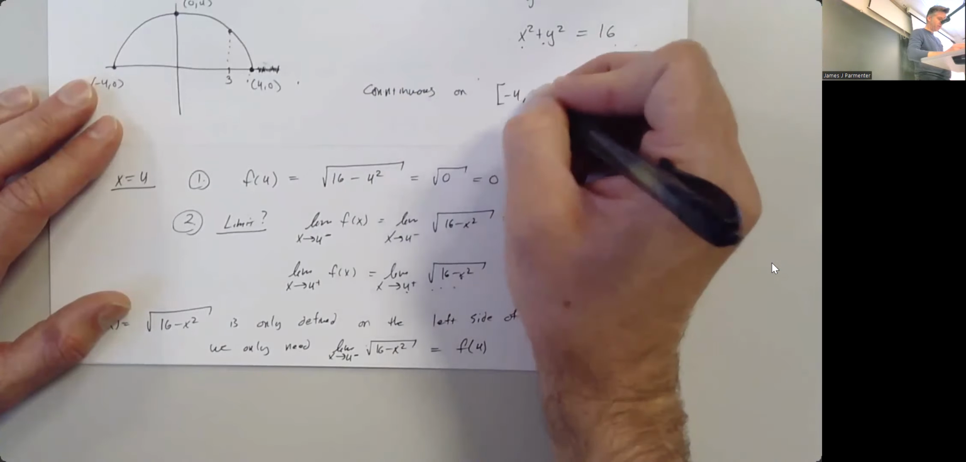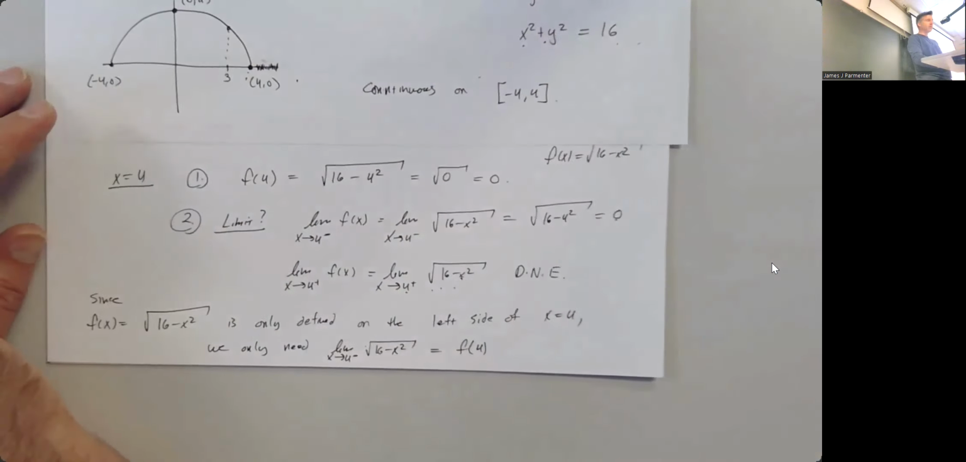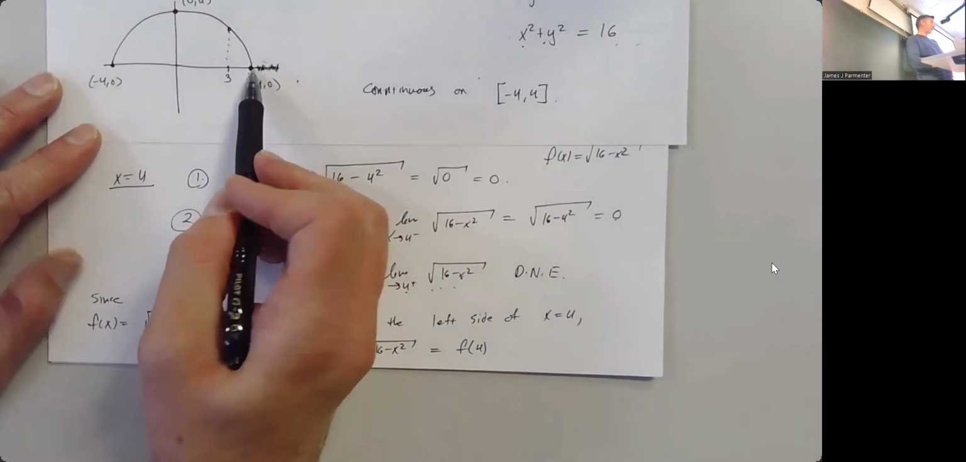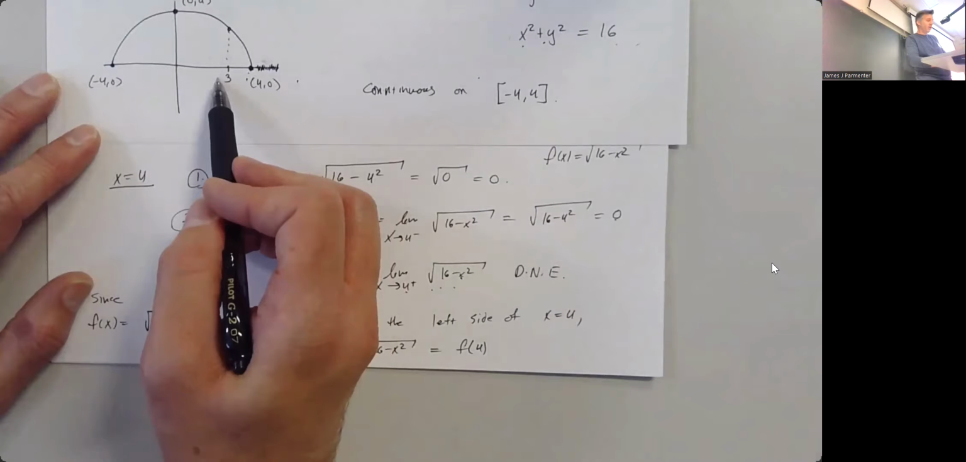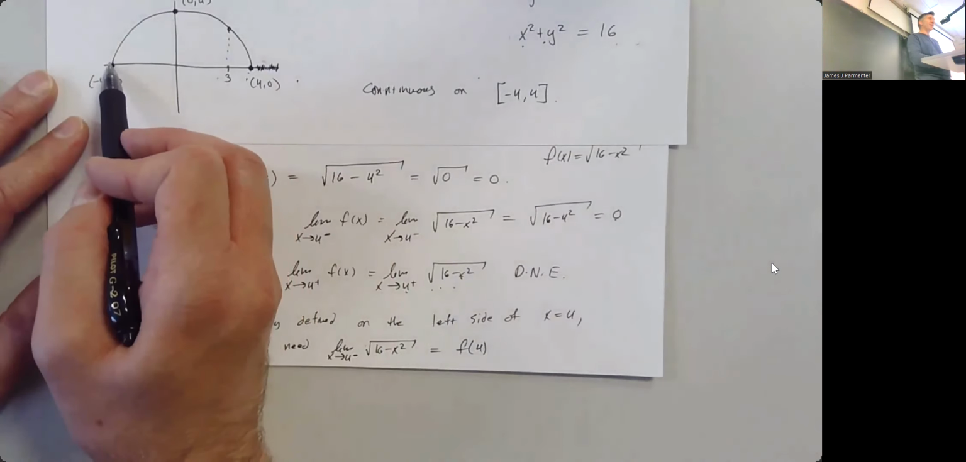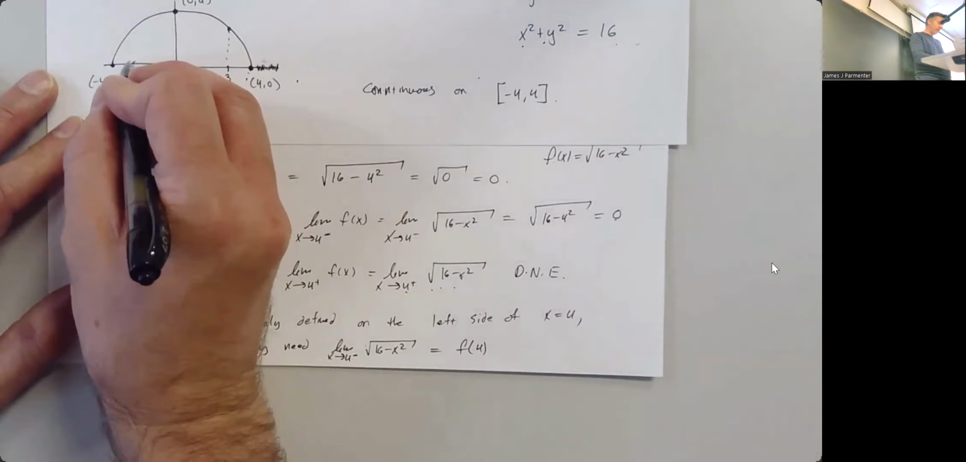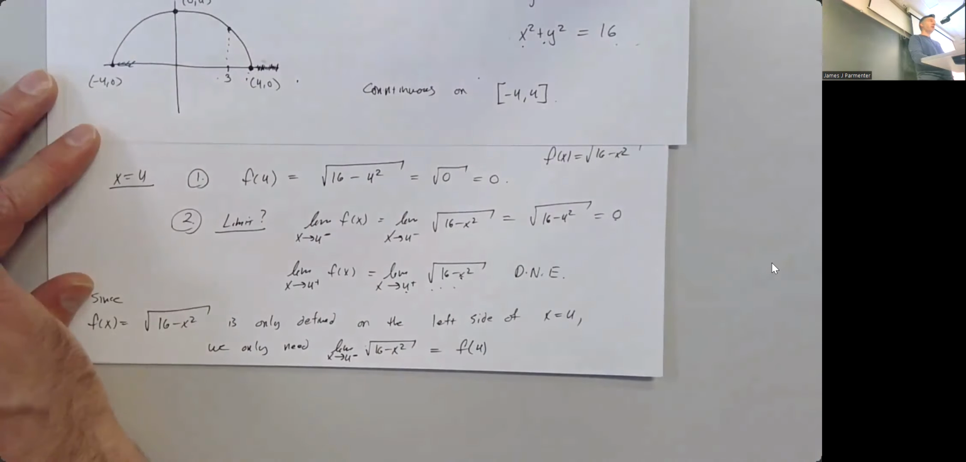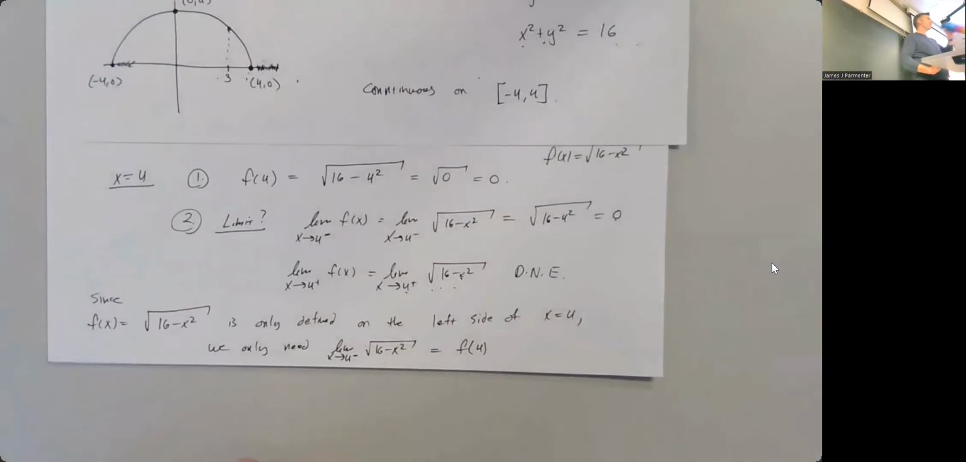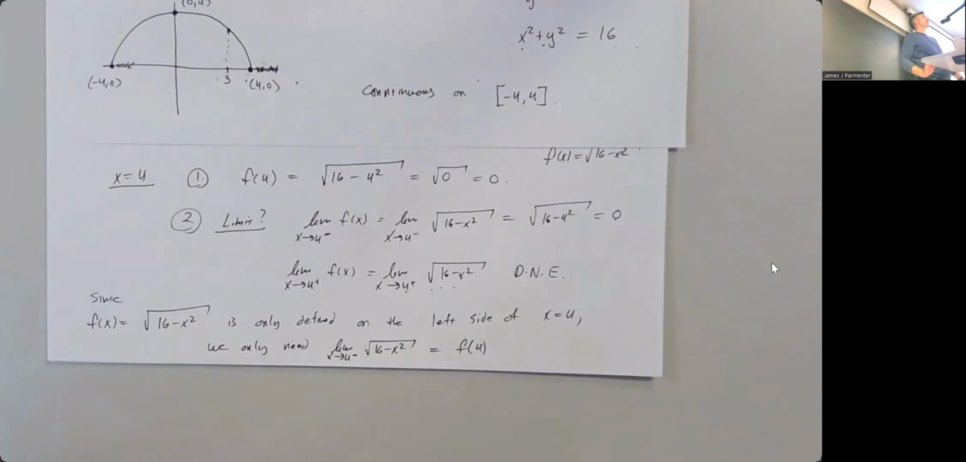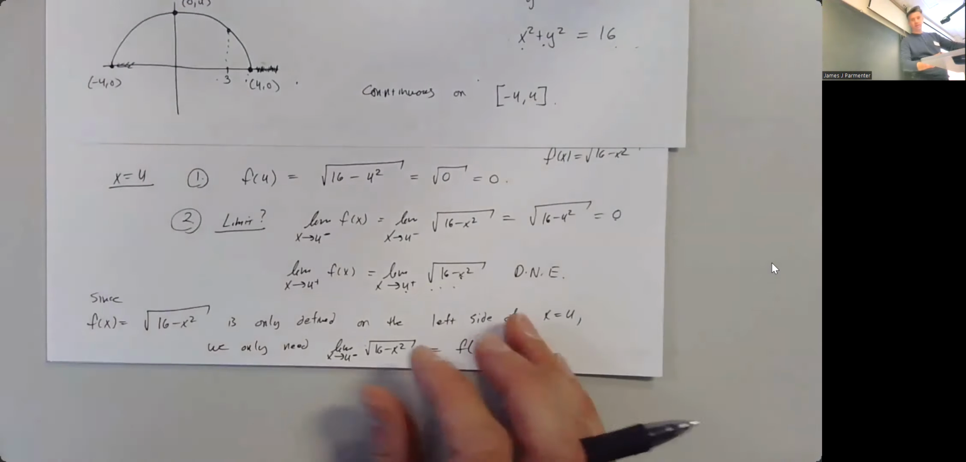Closed -4 to +4. Even though at 4, it's really only left continuous there because the limit from the left is equal to the function value. And at -4, it's really only right continuous there because the limit from the right is equal to the function value. And that's totally okay. And most people don't spend a whole lot of time talking about it because it's not that important. That's all I think we really want to say about that one.